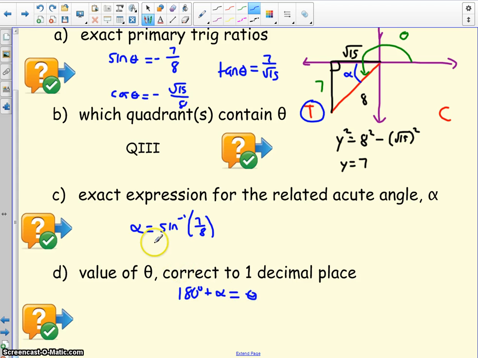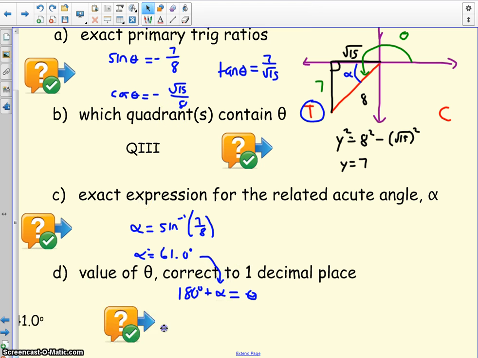Okay, so once we figure out what alpha is, let's run that through our calculator now. We'll do the sine inverse of 7 over 8. So that gives me, to one decimal place, 61.0 degrees. So 180 plus 61, we'll throw that into here, should give us about 241 degrees.